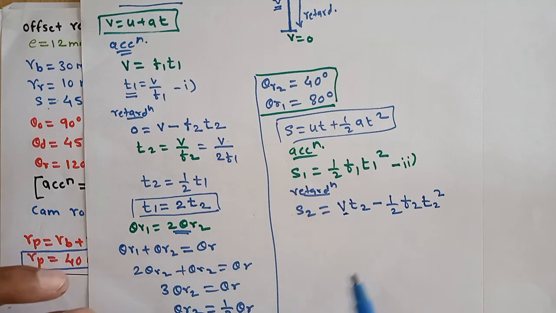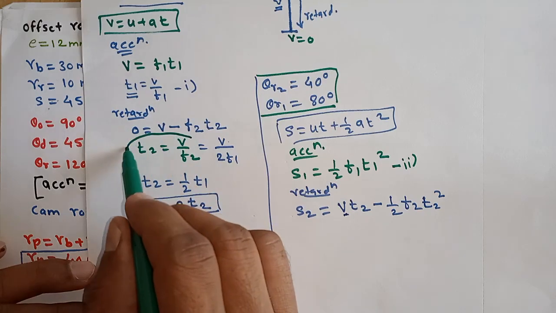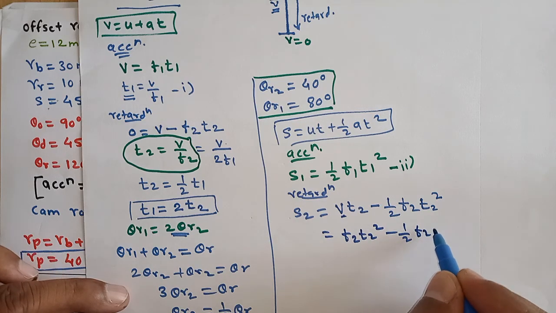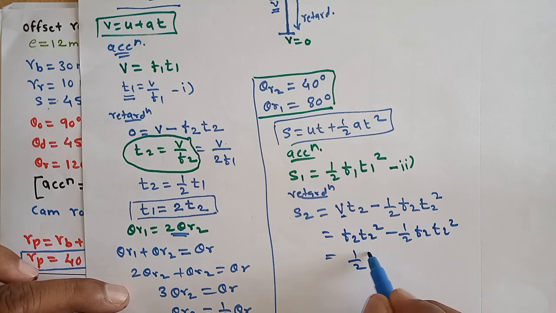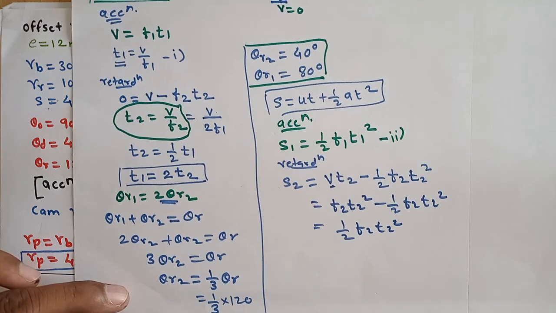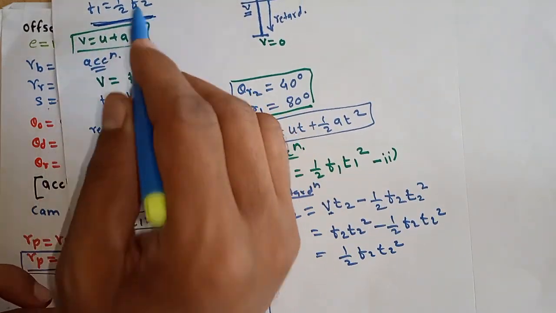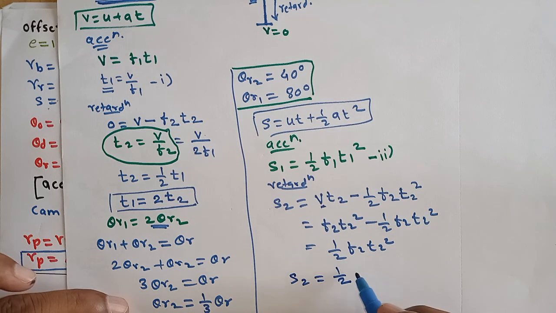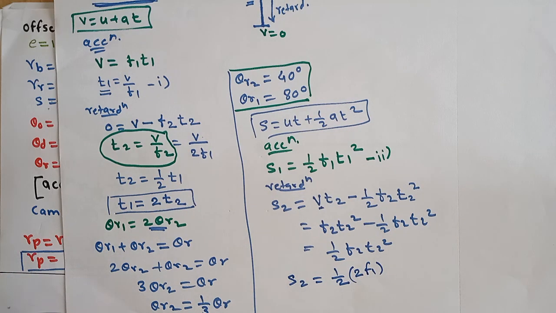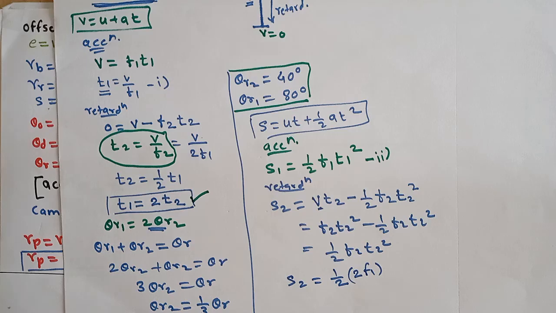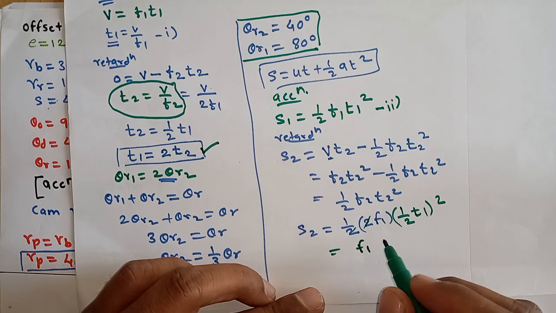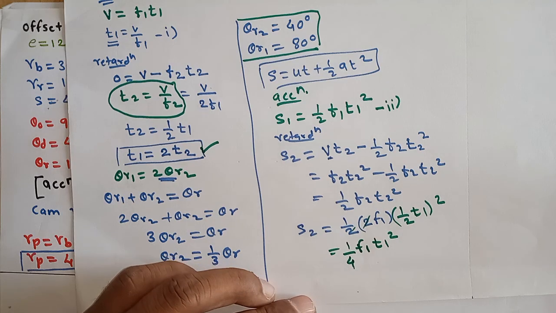Now we know that for v we can write f2 into t2. So this becomes f2 t2 squared minus half f2 t2 squared. So 1 minus half is half f2 into t2 squared. Now f2 is 2 times f1, it is given. So s2 equals half, 2 times f1, and t2 is 1/2 of t1, so 1/2 of t1 squared. So 2 goes, and we get f1 t1 squared into 1 upon 4.